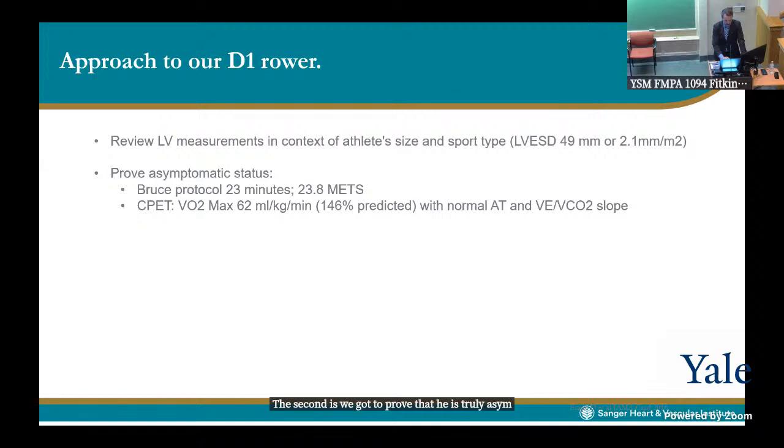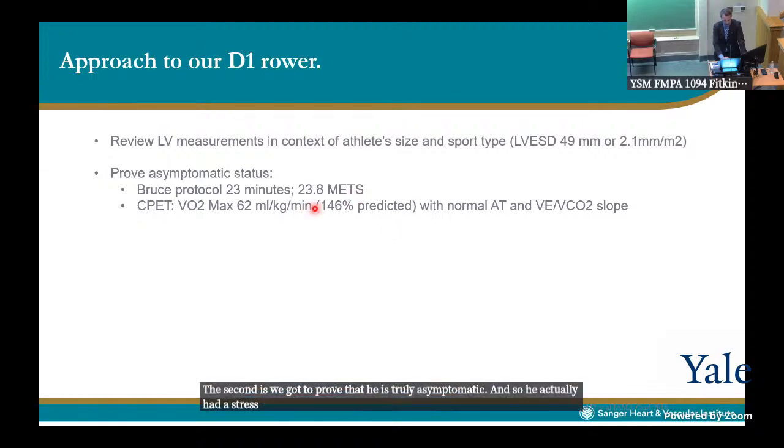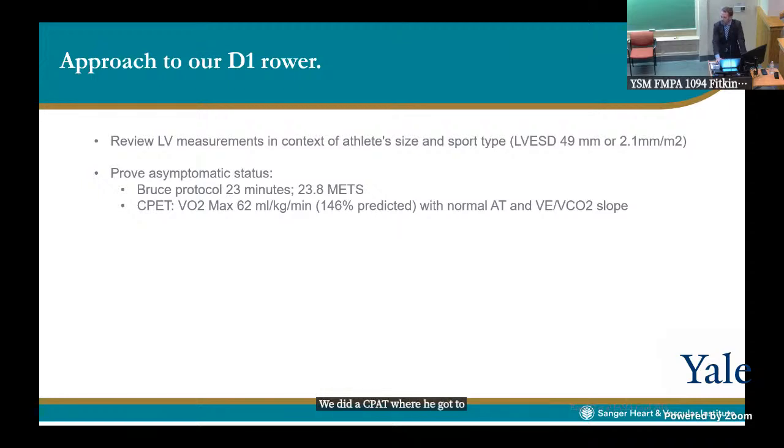And so he actually had a stress test on here where he got 23 METs. We did a CPET where he got to 62 mL per kg per minute. So this guy is an elite athlete. I mean, he had absolutely no abnormality. So he is truly asymptomatic.